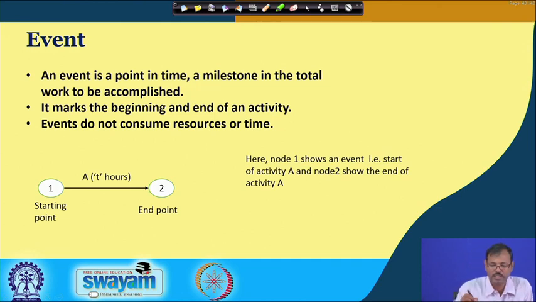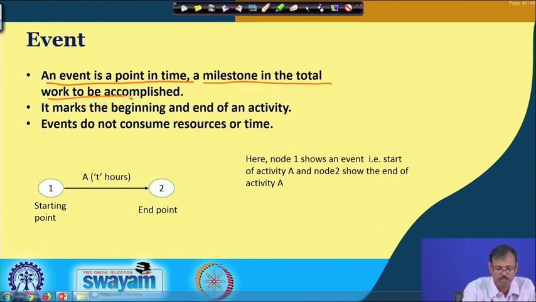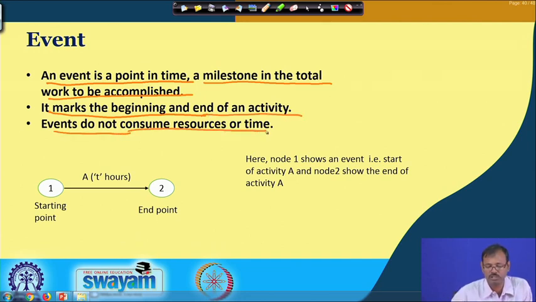So, an event is a point in time or a milestone in the total work to be accomplished, and it marks the beginning and end of an activity. Events do not consume resources or time. That means these events, basically nodes, are not consuming any time or material.